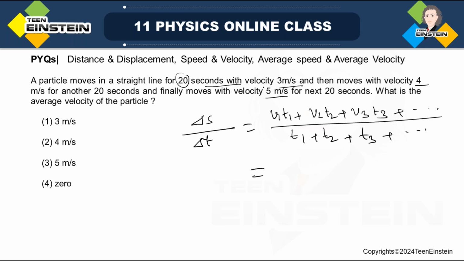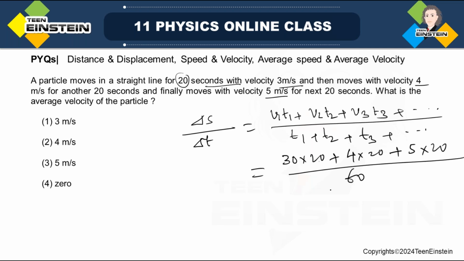See, this is 20 second and 3 meter. 3 meter per second into 20, then 4 meter per second into 20 second, 4 into 20, then finally moves 5 meter per second for 20 second. And how much? So this will be 60 over here.